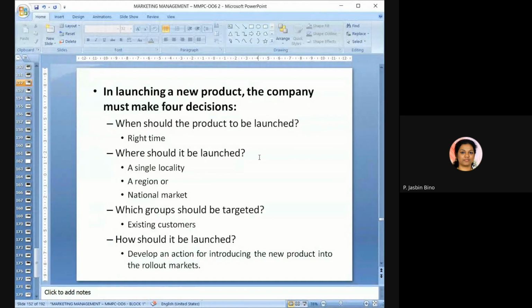In launching a new product, the company must make four decisions. When should the product be launched? They should decide the right time to launch. Where should it be launched, in a single locality, a region, or a national market? That should be decided properly by the marketer. Which group should be targeted, the existing customers or new customers? And how should it be targeted? All these things should be considered before launching a product, and the company should take apt decisions on all four.